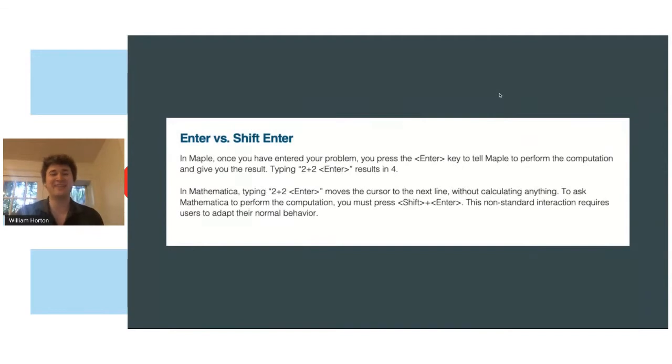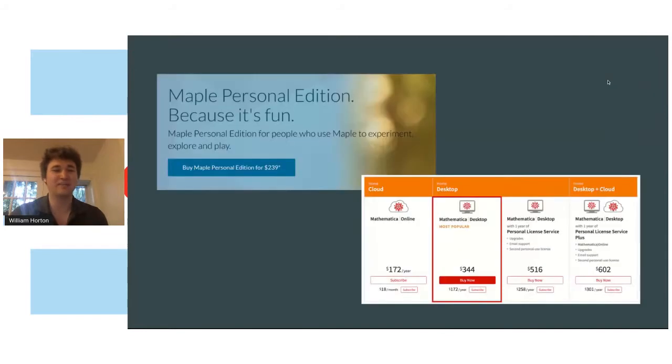And this one I think is just an entertaining one that I found when I was digging into this. So this is the enter versus shift enter. So Mathematica is who you have to thank maybe if you're a person who does shift enter a lot in the Jupyter notebook. But Maple was pushing very hard to say this is a non-standard interaction that requires the users to adapt their normal behavior. Although now I think most users of notebooks are pretty familiar with it.